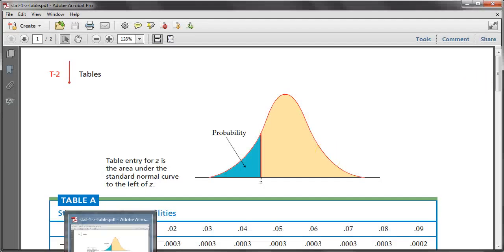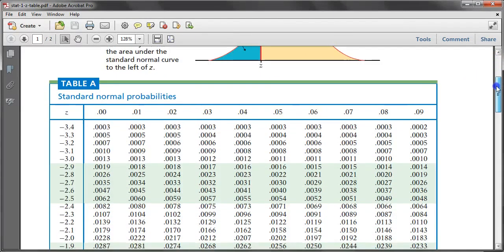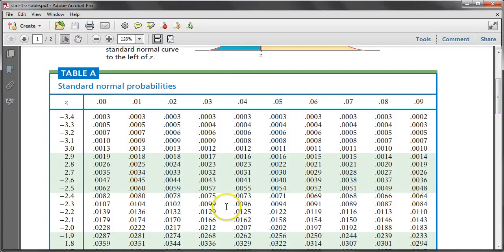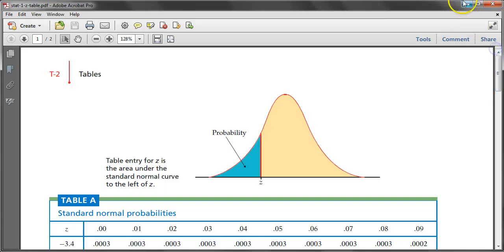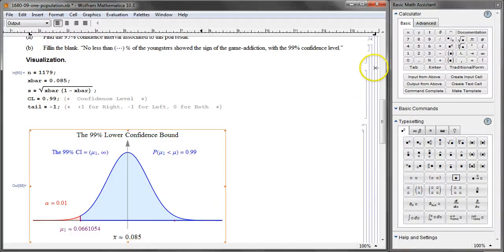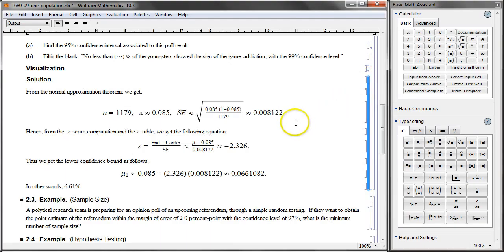Let's go back to the normal table. How about 1%? Where is it? Well, this is the closest to 1%, 0.0099. So it's going to be about negative 2.33. So that's your z-score, negative 2.33. And consequently, we end up with this equation over here. X minus center over standard error is about negative 2.33. As a matter of fact, here in this notebook, I use a little bit more accurate figure. Instead of negative 2.33, I use negative 2.326, which is a little bit better.